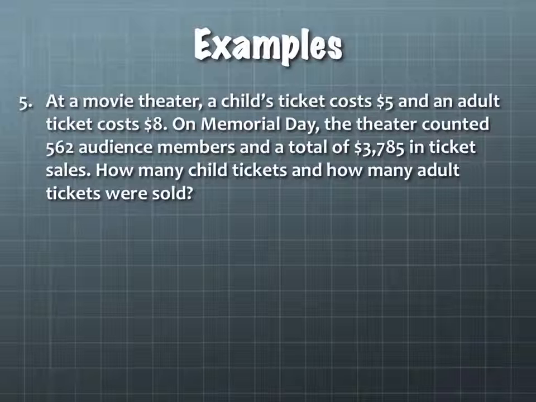And this is fairly realistic. They would have probably counted, right? Counted to make sure everybody that came in, and they can see from the box office how much money was brought in, and we could actually be able to find how many children and how many adults came to see the show. Right? And that's what we're going to do. We're going to figure out how many children and how many adults came to see the show.